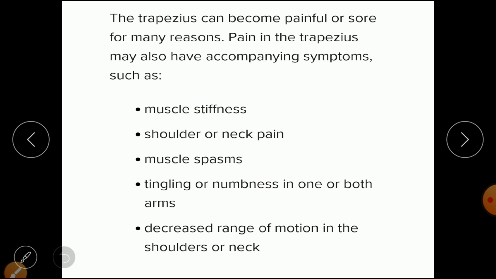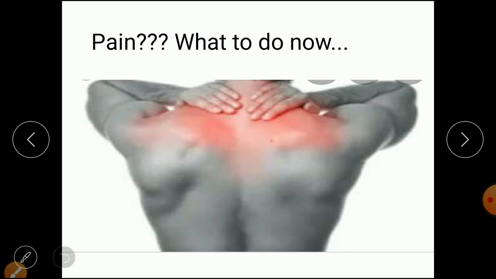The trapezius can become painful or sore for many reasons. The pain in the trapezius may also have accompanying symptoms such as muscle stiffness, shoulder or neck pain, muscle spasm, tingling or numbness in one or both arms, and decreased range of motion due to pain in the shoulder and the neck region.